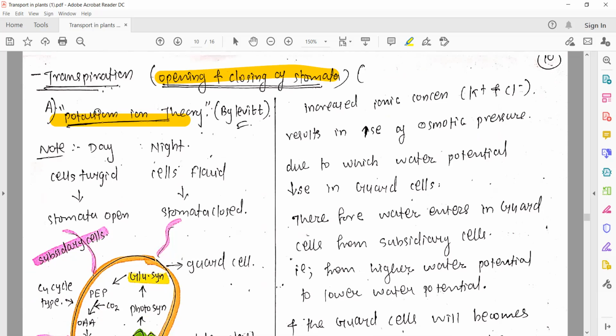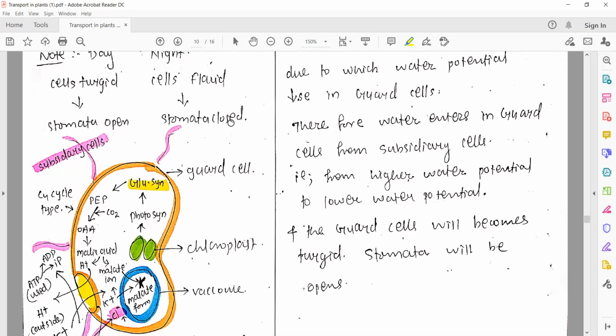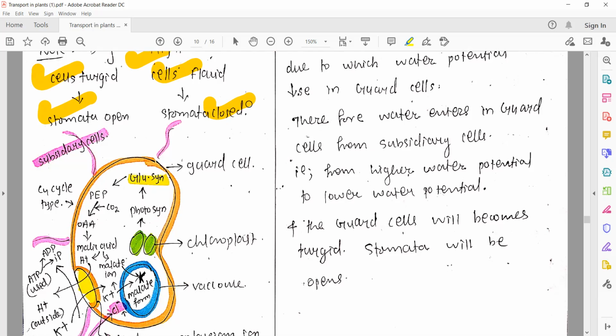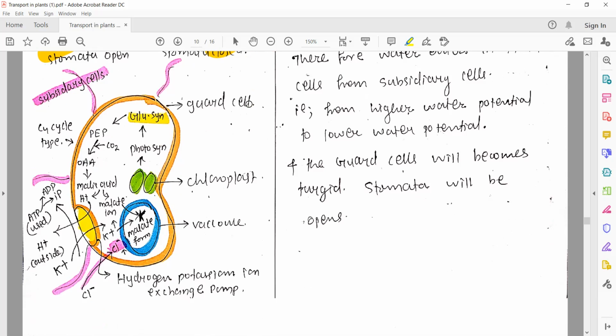This concept is known as the potassium ion theory, which was given by the scientist called Levitt, a very important person. Now you know that during the daytime the cell becomes turgid and in the nighttime the cell becomes flaccid. Because of turgidity the stomata has to open and because of flaccidity the stomata has to close. This is a normal basic concept which you keep on studying, right? Now see, this is the structure I had drawn over here. These are the guard cells. I hope you know the stomata.